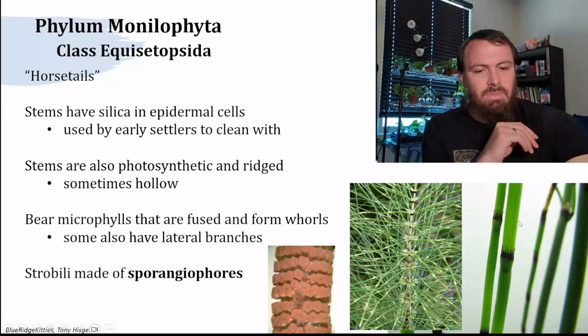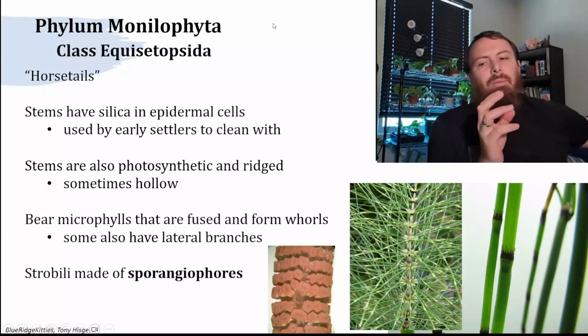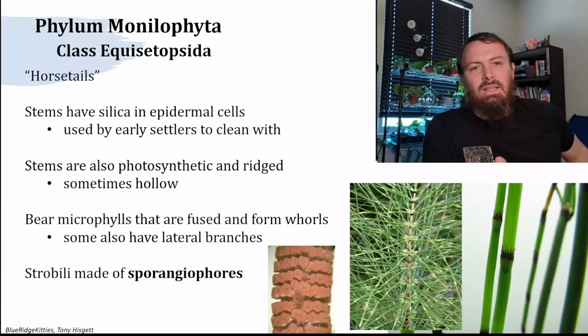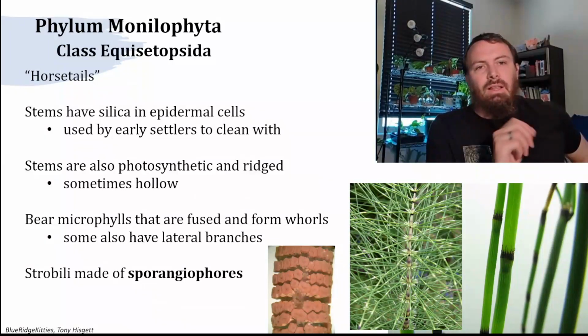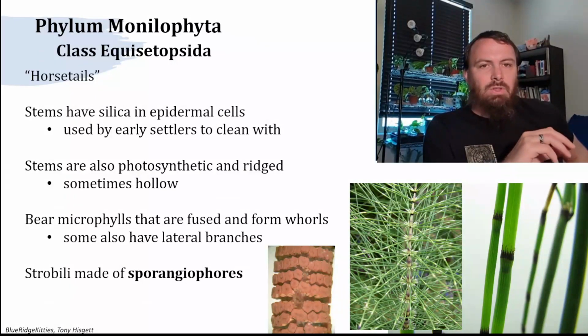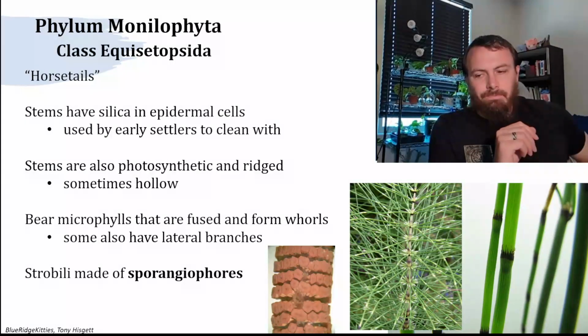So here's the stems. They have silica in them. Silica is basically glass. Now it's not like sheets of glass, but the same molecular component that's in glass, which makes it really rough and really scouring. Sometimes you'll hear something called scouring rush. They're typically referring to horsetails, which means you can also use them to clean really well because they're pretty good at scrubbing since they have those silicates inside of their tissues.